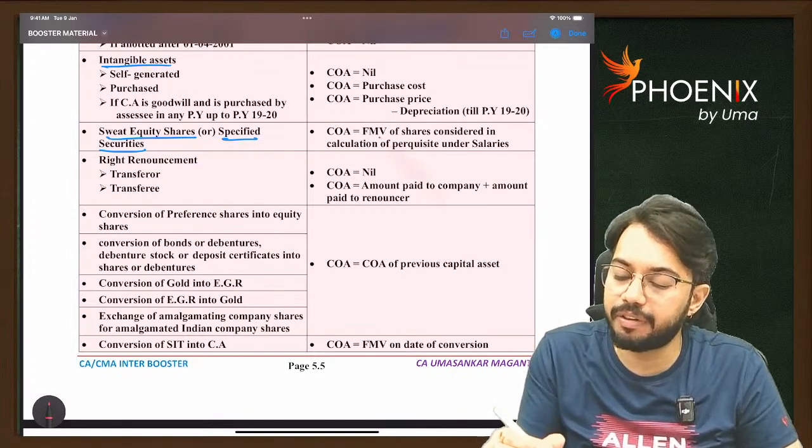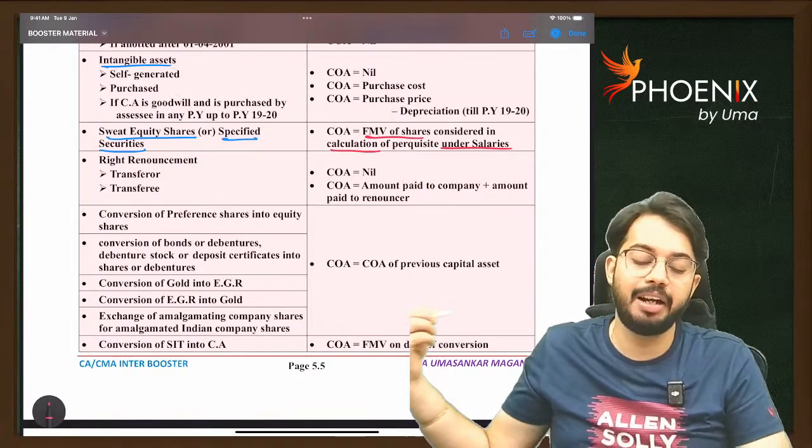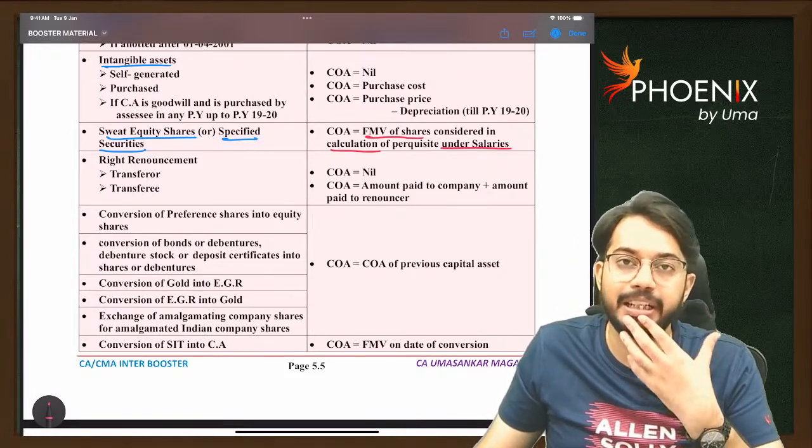Cost of acquisition is equal to fair market value of shares considered in calculation of perquisite under salaries. Sir, what do you mean by this? Sweat equity shares are specified securities.